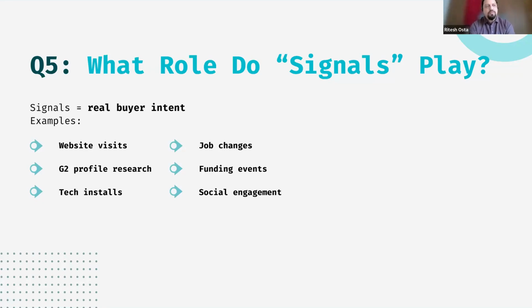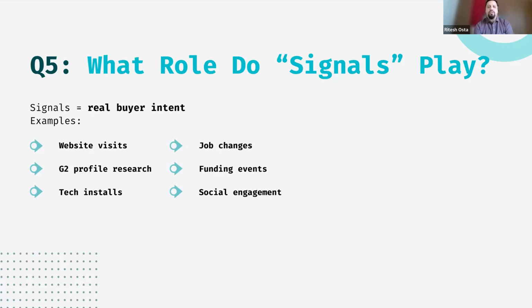If they are visiting your website, possibly there is an intent. If they're checking out the pricing page, there is a bigger intent, right? If they are visiting your G2 profile, doing G2 profile research, there is an intent. If they're doing tech installs, for example, if they have just taken Salesforce, that's an intent, correct? That means they might need Salesforce services. If they're doing job changes or a lot of hiring, there is an intent. If they're doing a lot of hiring, then possibly they are launching a new product or a service, or they need some help in terms of certain processes that they are doing.